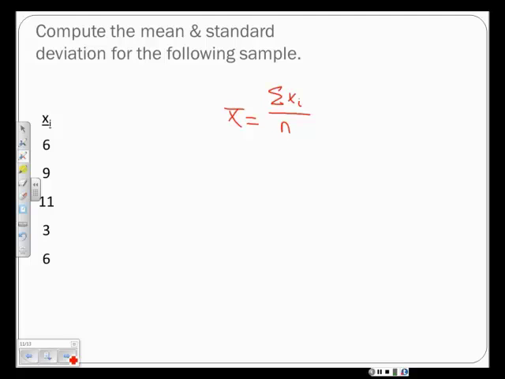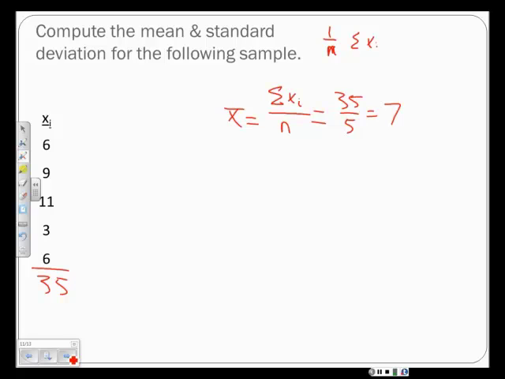So in this sample we have 1, 2, 3, 4, 5 values, so n is going to be 5. Now I think in your book it might do 1 over n times the sum of x sub i. You certainly can write it that way. I prefer the way I have it written over here, that the sample mean is the sum of the x sub i's, which is just the individual values of x, divided by n. And so I'm going to add up these values here. I get 35. That's the sum, and there are 5 of them. The sample mean is 7.